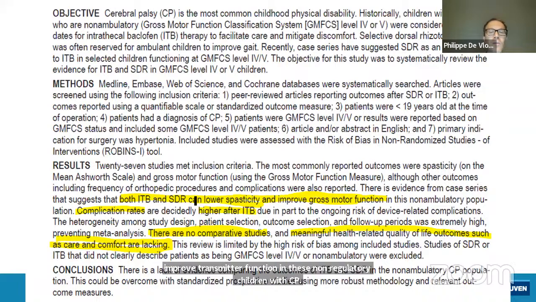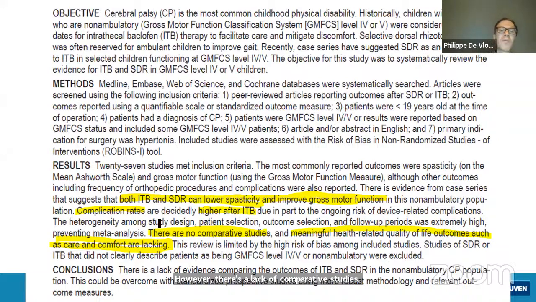That's not very difficult to imagine. Because there's an ongoing risk with ITB, whereas with SDR, it's a single intervention and there is no risk afterwards anymore. However, there's a lack of comparative studies, and the outcome measures may not be very relevant to this population as well. Most studies are focusing on spasticity, but very few studies are focusing on outcomes such as care and comfort.